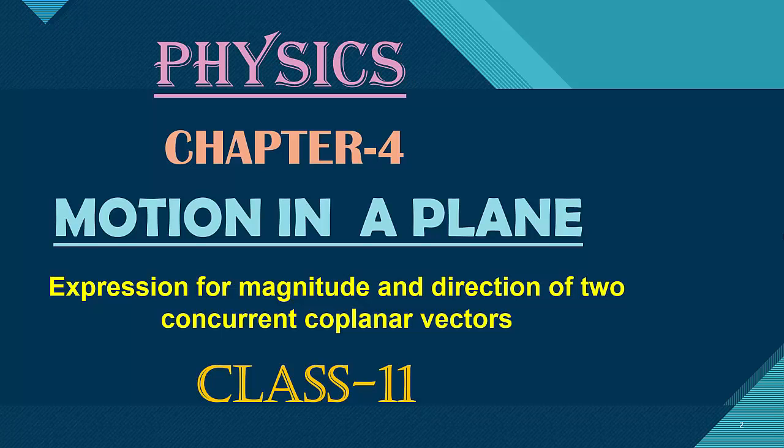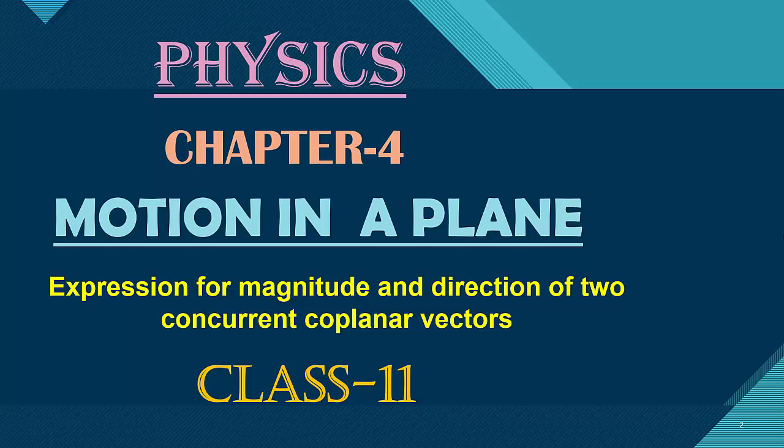Let us continue chapter 4, motion in a plane. Today we are going to derive an expression for magnitude and direction of two concurrent coplanar vectors. As we have studied in the previous class about the laws of vector addition, we studied three laws: the triangular law, parallelogram law and polygon law of vector addition.